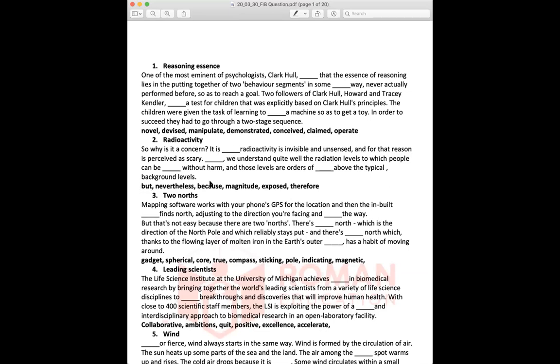Now go to the options here: but, nevertheless, because, therefore. Out of all these words, we know "because" is the only word which we use to give a reason for something. So it is because. Now, do you remember what I told you in the previous question? I told you that in your exam, collocations are often used to test skill. And this is also another question of collocation here.